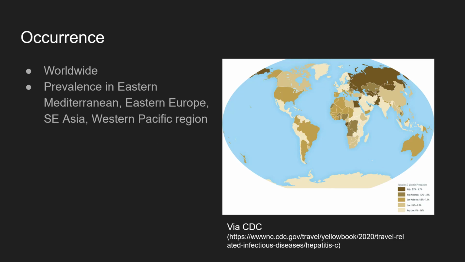Hepatitis C is a pretty prevalent virus. It isn't located in one geographical site. It affects everyone worldwide. However, it does have a high prevalence towards the Eastern Mediterranean area, Eastern Europe, Southeast Asia, and the Western Pacific region, the islands.